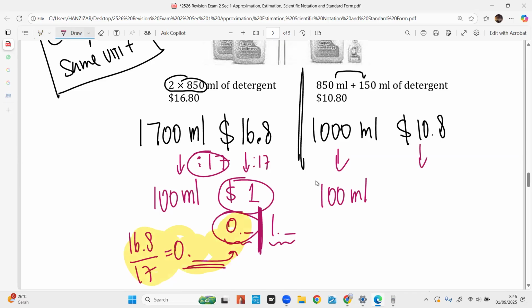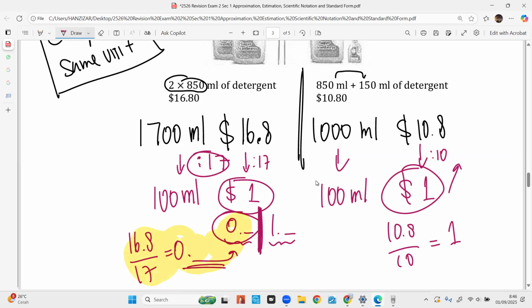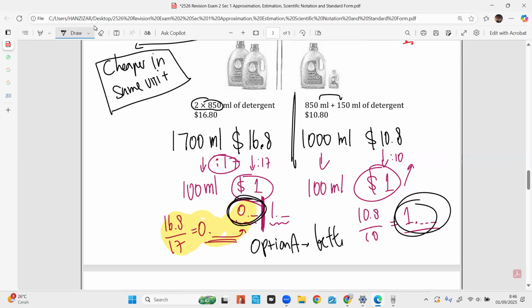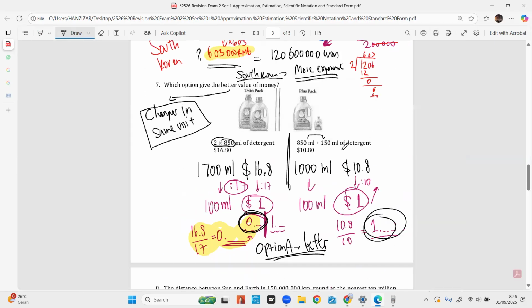Now 100 divided by 10, right? So it's almost 1, but 1 above. Because 10.8 over 10, if on top is greater than bottom, it's 1 point something. So which is the better value? Which is the cheaper? Left, Option A. Why? Because it's cheaper, right? Option A is better value. Okay, that's it for number 7.